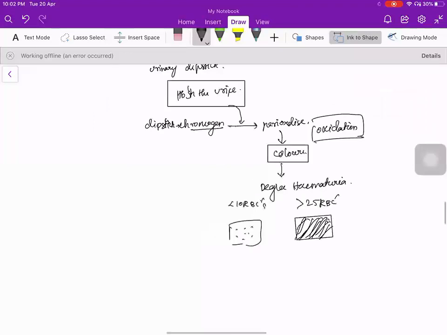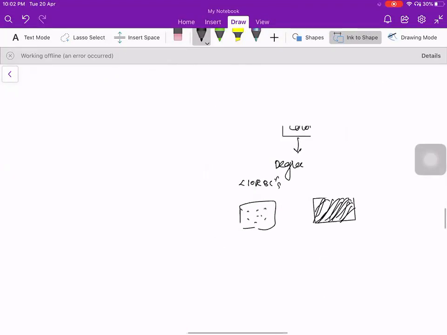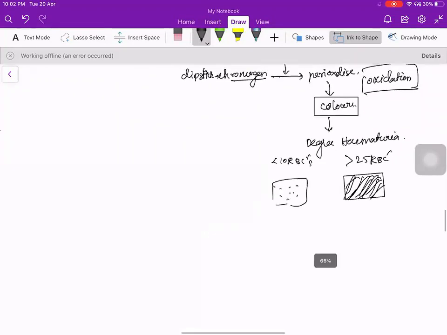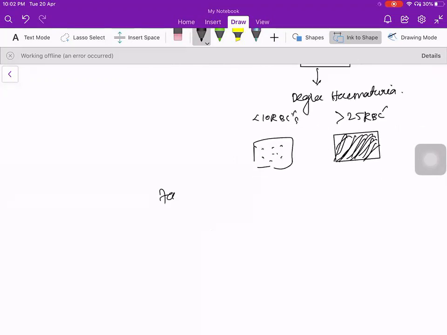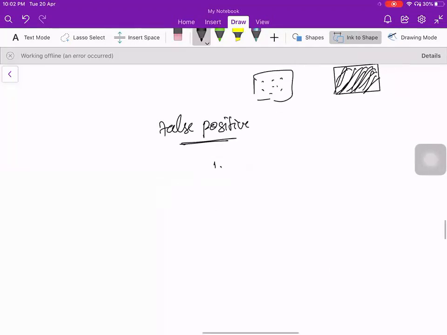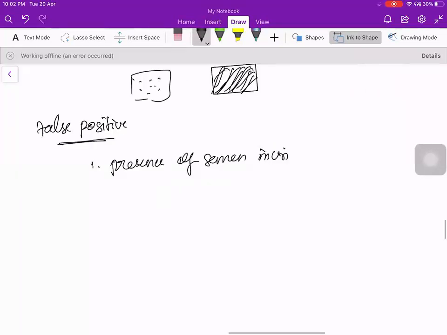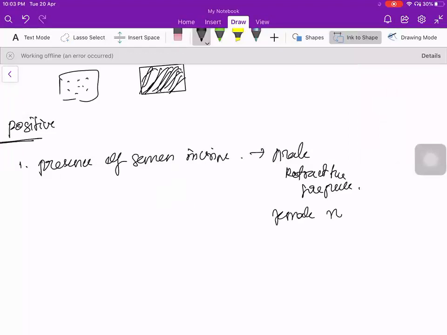And one thing is there are many false positive results. What are the causes for false positive results? One is presence of semen in urine. So we have to ask the male patients to retract the prepuce before giving the sample, and for female patients you have to retract the labia.